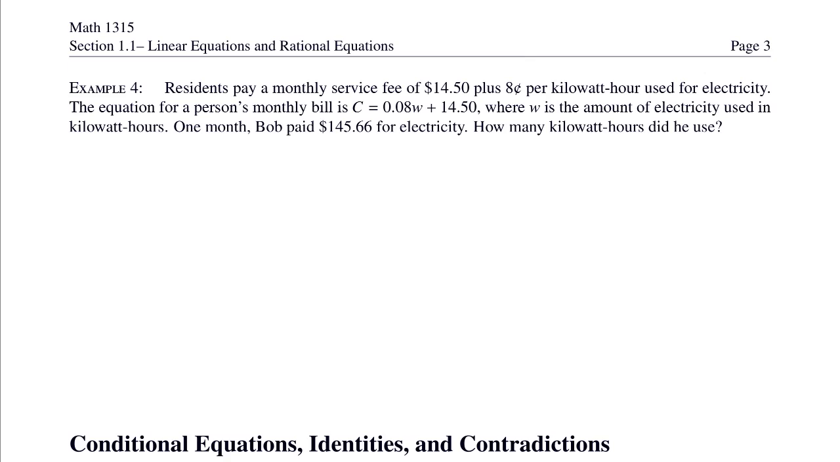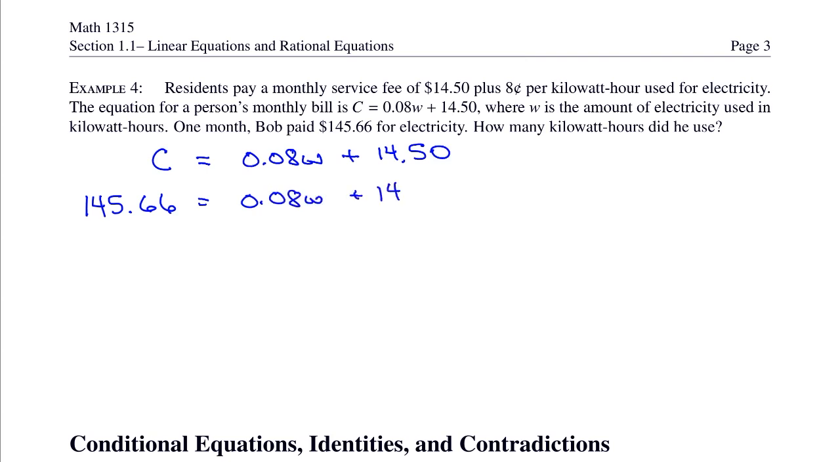So let's start with the equation for electricity usage and the cost. C is equal to 0.08W plus 14.50. Bob paid $145.66. So that is the value of C. That's the cost for electricity for that month. We are looking for how many kilowatt hours, and we know that this is represented by W in the equation, so we need to solve for W.